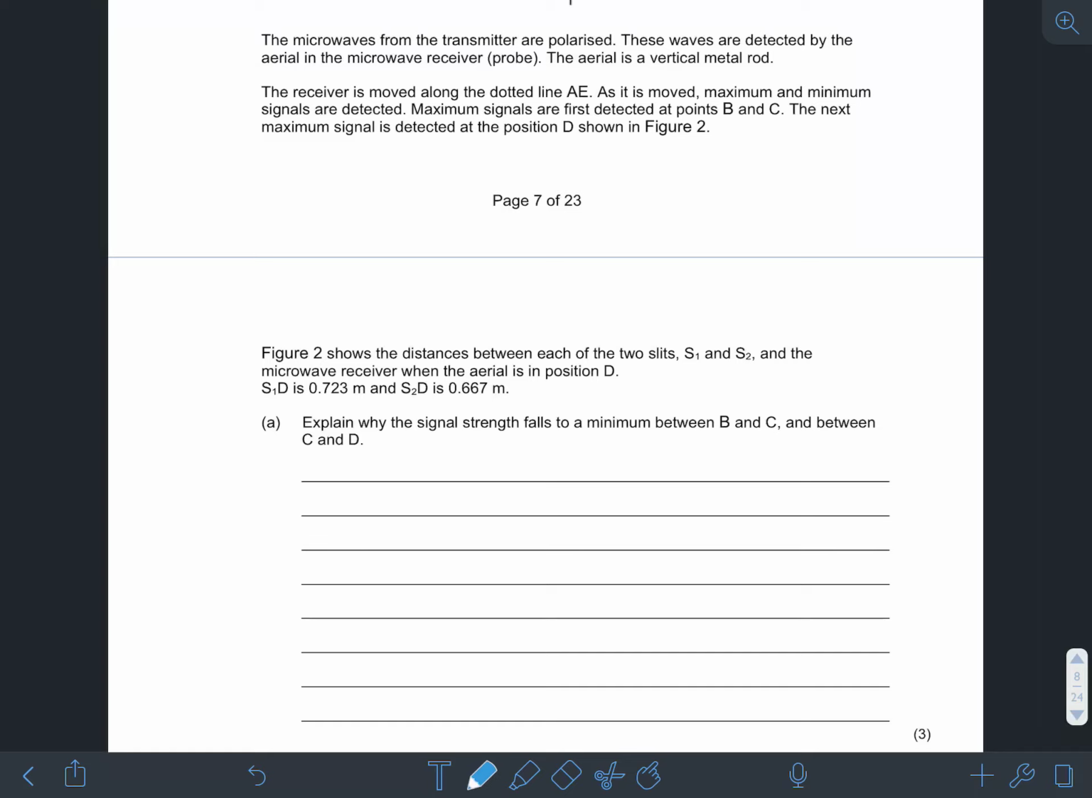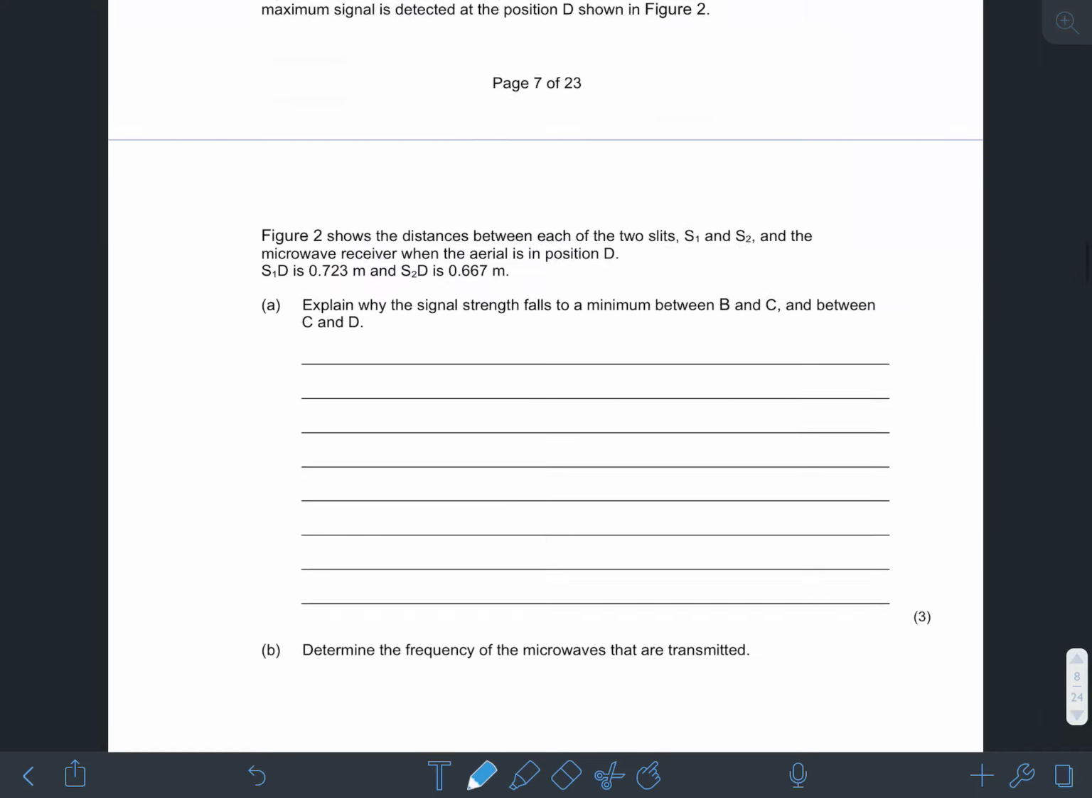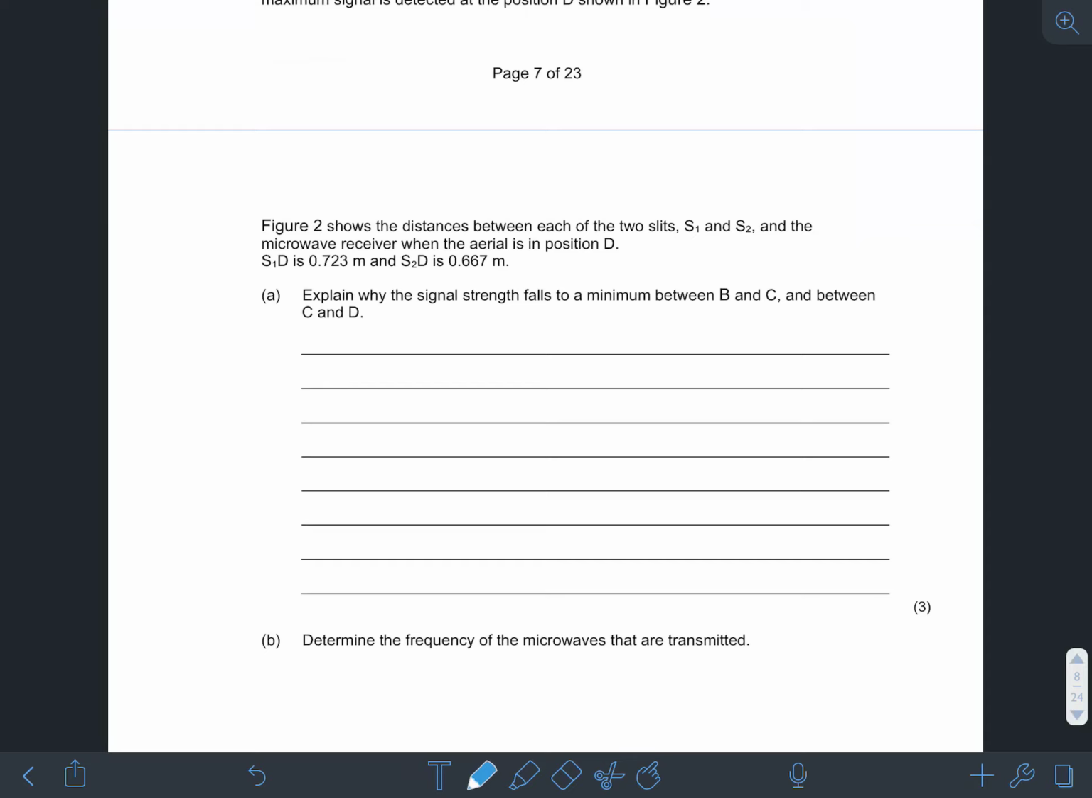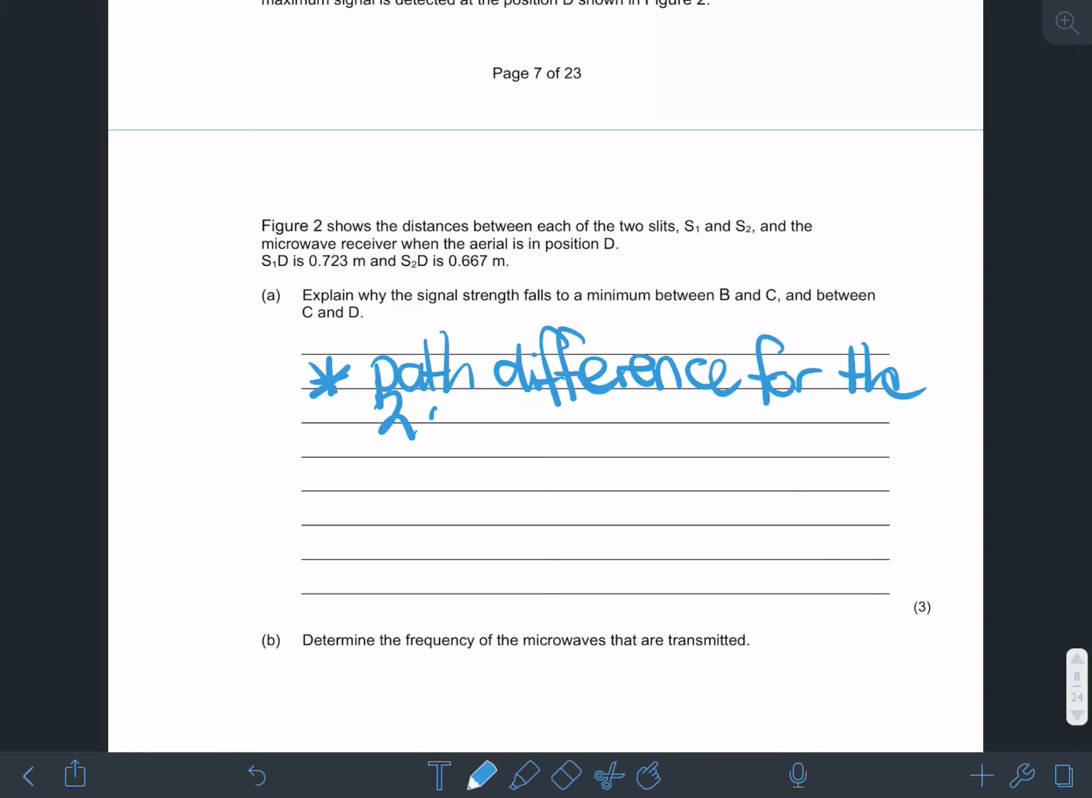Explain why the signal strength falls to a minimum between B and C and between C and D. Okay, there are 3 things to say, and pretty much all of you wrote this nicely. So the first thing, got to tell the whole story, as always. Firstly, there is a path difference. Key phrase. Path difference for the two waves. That's the first step. That is the core of it all. That's what starts it, the fact that there is a path difference.